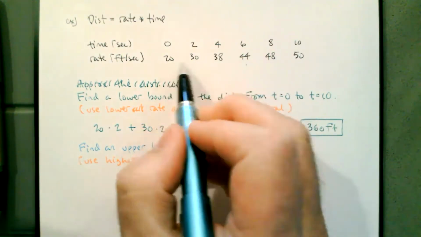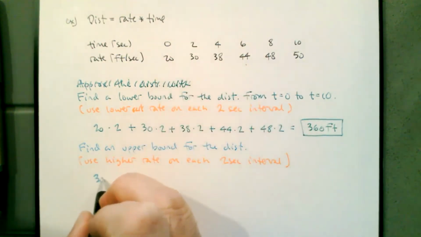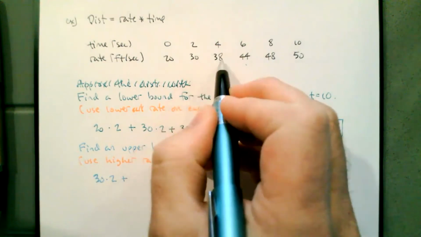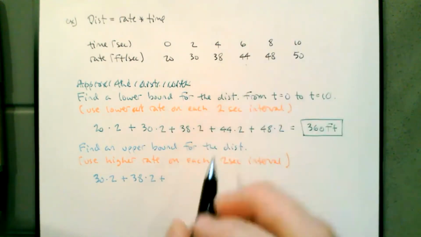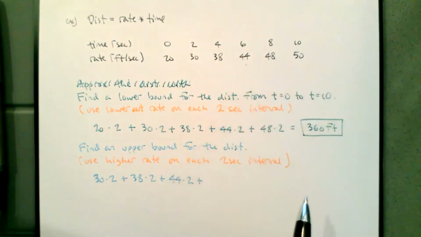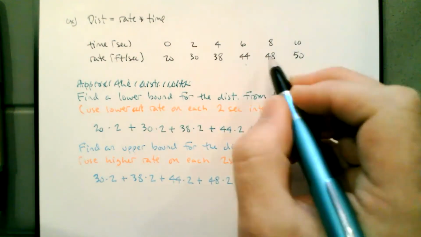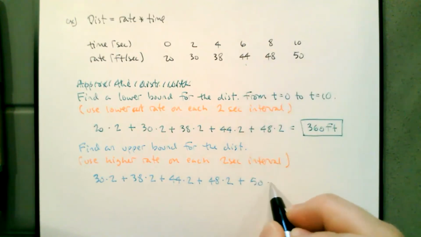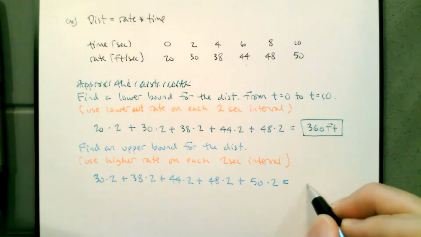So on the first 2-second interval, it's between 20 and 30, we're going to use the value 30. On the second interval, we'll use the 38 because that's the higher one. On the third interval, we'll use 44. On the next interval, we'll use 48. And on the last interval, we'll use 50. So we calculate this, and we get 420 feet.